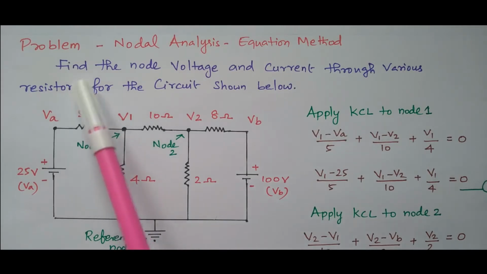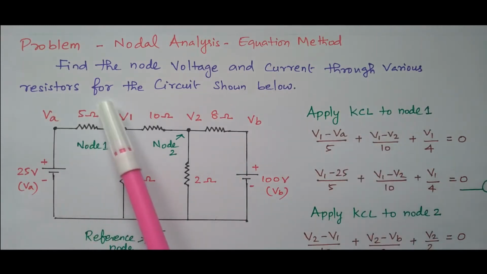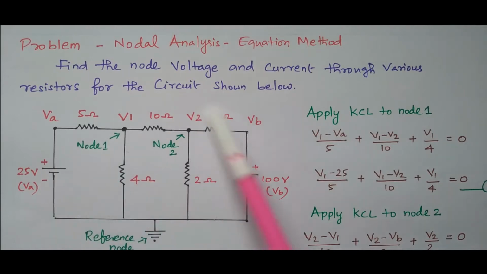So the question is, find the node voltage and current through the various resistors for the circuit shown below. So this is the circuit available. We need to find the node voltage, these two node voltages, and the current flowing through all resistors. Current flowing through 5 ohm, 4 ohm, all the resistors we need to find. That is the two questions.